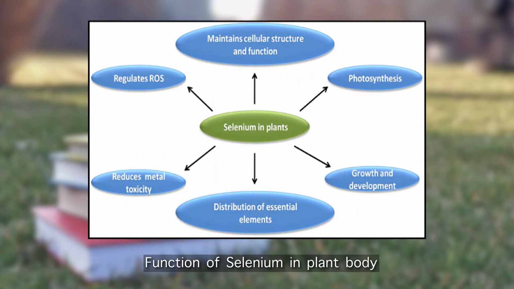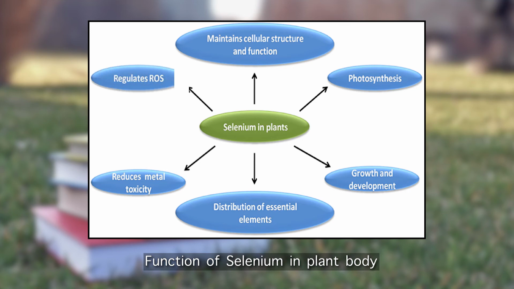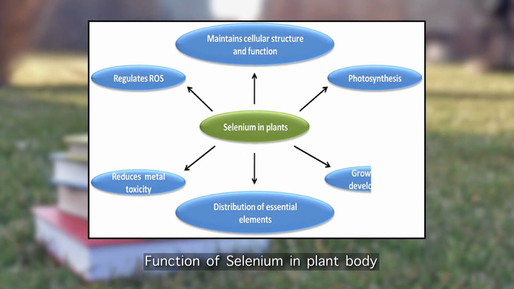Selenium is sometimes required by the plant as a heavy metal because it regulates reactive oxygen species and reduces other metal toxicity, including arsenic. Because West Bengal has adequate arsenic in the groundwater, arsenic uptake by plants is very common, and arsenic toxicity in plants can be reduced or checked by selenium content. In the same way, selenium is also useful for growth, development, photosynthesis, and maintenance of cell structure and function.